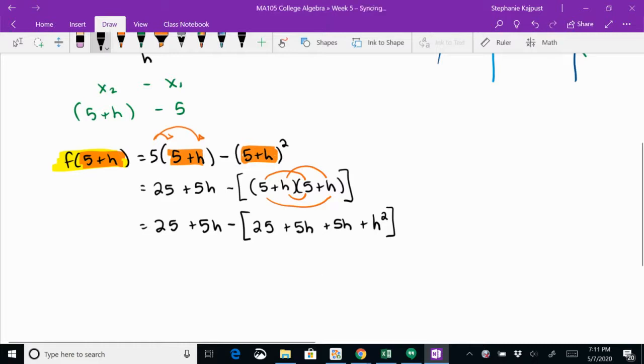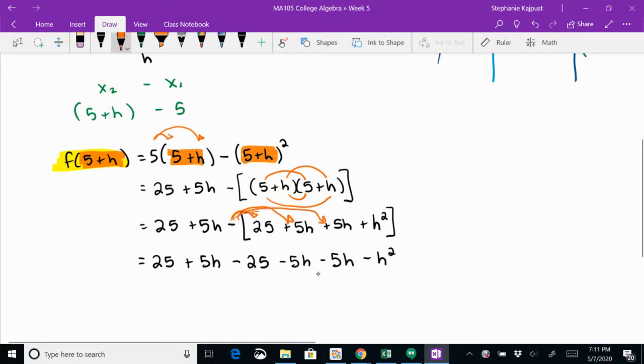Now I want to distribute the negative sign outside of the brackets. Or if you want, you can simplify the brackets first. I'm going to just distribute the negative sign as my first step. So I have 25 plus 5h. And then I distribute the negative, which gives me a negative 25 and a negative 5h, another negative 5h, and a negative h squared. I'm just multiplying everything by this negative sign. Since they are all positive, they now all become negative.